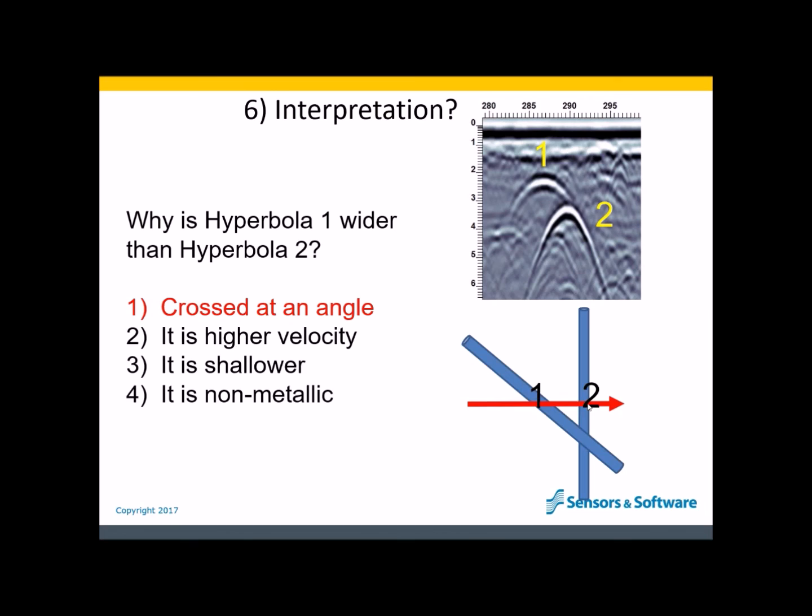So again, crossing the utility at an angle caused that. Now, it is possible that it is an object with a much larger diameter, but I'll note that that was not one of the answers. And we're going to talk about that in the next interpretation webinar.